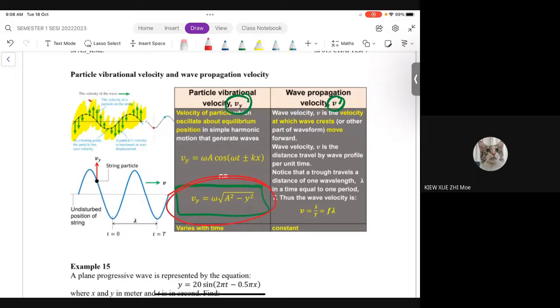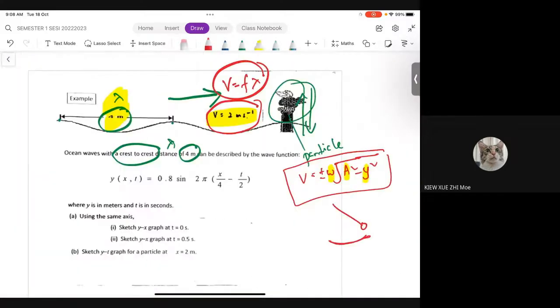Okay, and for the wave propagation velocity, we will use formula V equals to F lambda because it's talking about the wave propagation, pergerakan wave. Okay, so tengok kepada tadi balik, tengok dekat ni, ni burung ni. So burung ni bergerak, dia act sebagai particle. While another one, ocean ni akan bergerak sebagai wave.